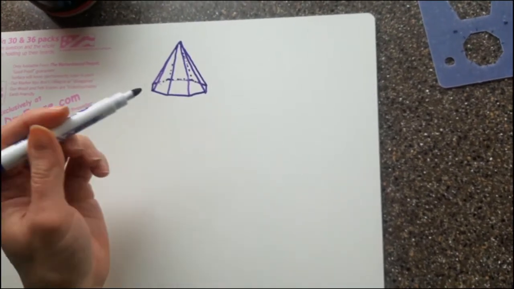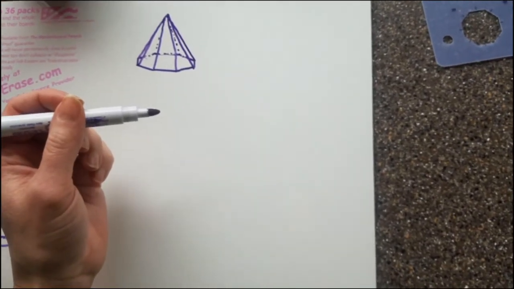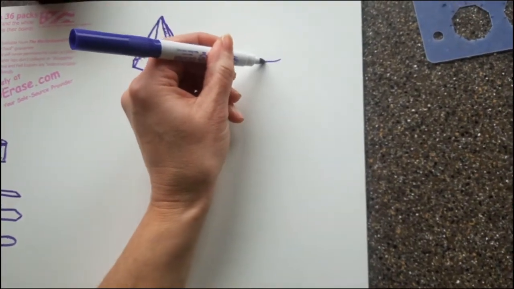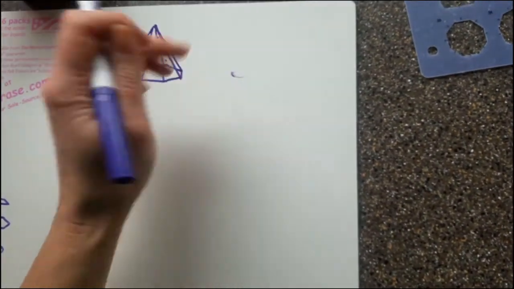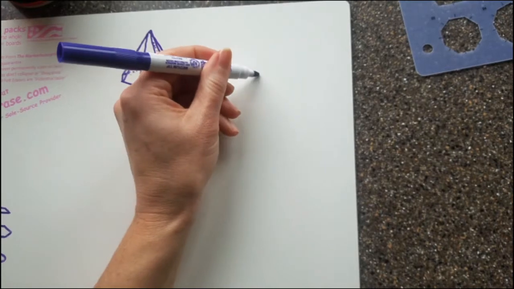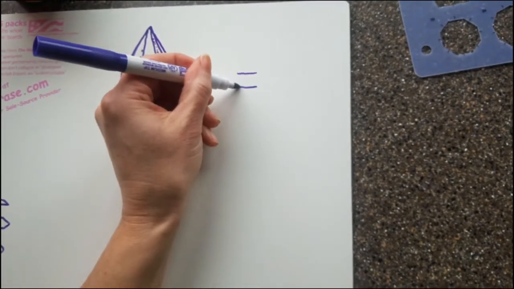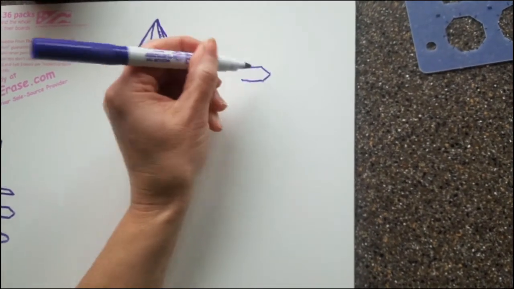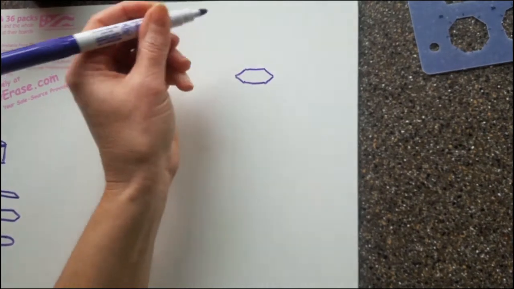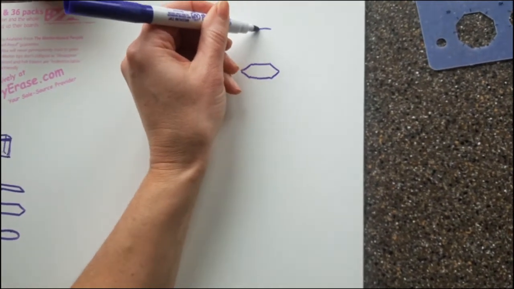Now if you want to make a prism, you start with your base shape. Let me try that again. Start with your base shape. We'll do a hexagonal prism here. So there's a base shape. And then what you do is you make another one that's exactly the same above it.